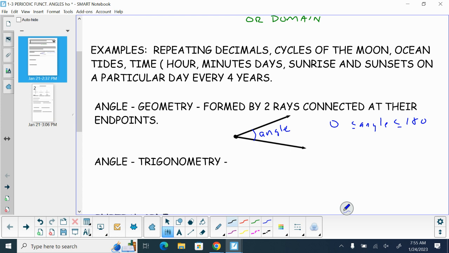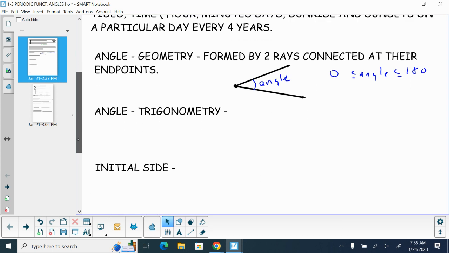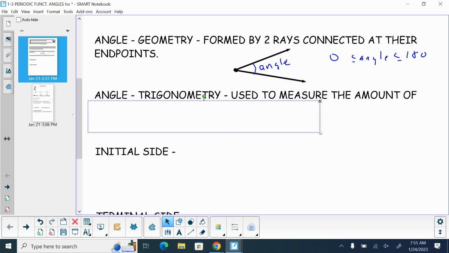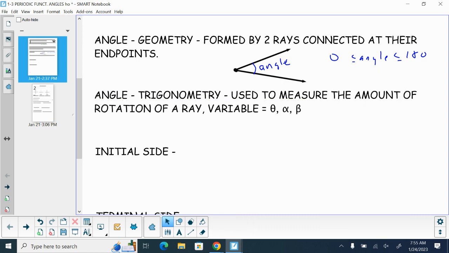In the trigonometric world, we change our definition of an angle. We still keep the same philosophy of the idea that we're looking at rays. But in trigonometry, we now change this definition. This definition now becomes: an angle is used to measure the amount of rotation of a ray. The amount of rotation of a ray.